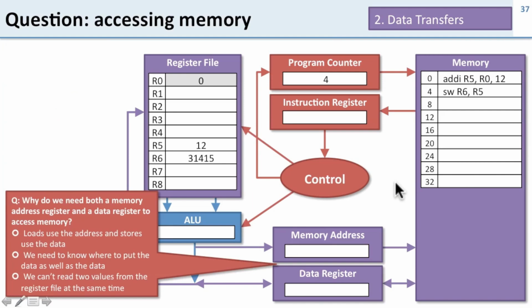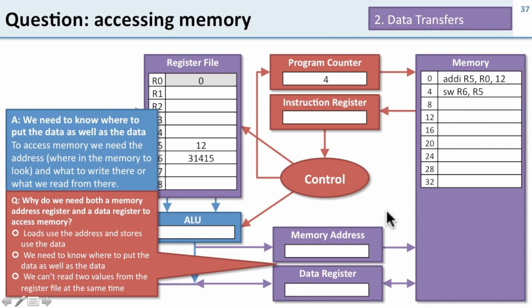So a question about accessing memory. Why do we need both a memory address register and a data register to access the memory? Well, the reason for this is we need to know both the address, that is where in the memory do we look, and what data are we reading or writing from it. So we need 2 pieces of information when we go to access the memory. You can see this in the store word instruction, where we need to have the memory address and the data in order to go and do the store.